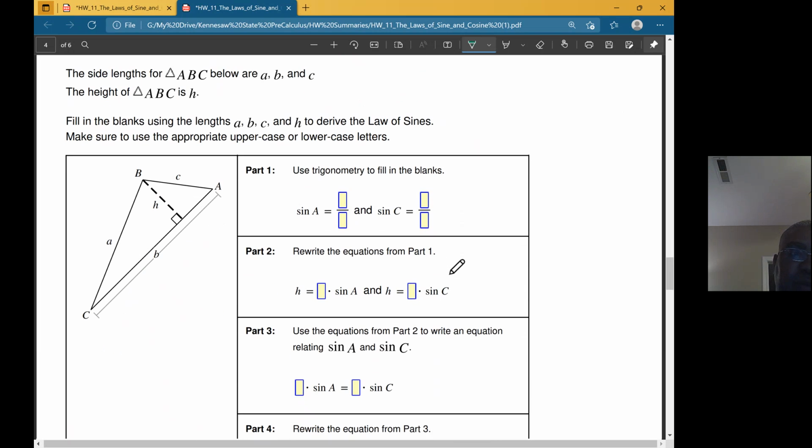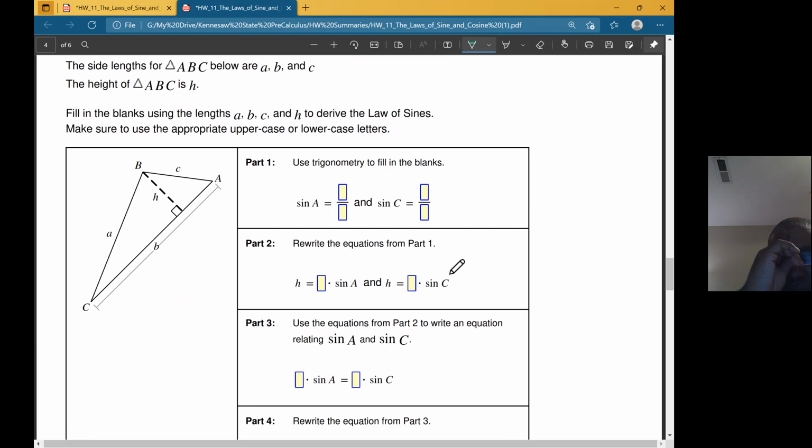Okay, so this is a proof that we are doing. So look at the triangles and fill in what you're supposed to fill in here. Okay, so sine of A is right here, H over C. The sine of C right here is H over A. Well, a little math, H here is equal to c times sine A, and H over here is equal to little a sine C.